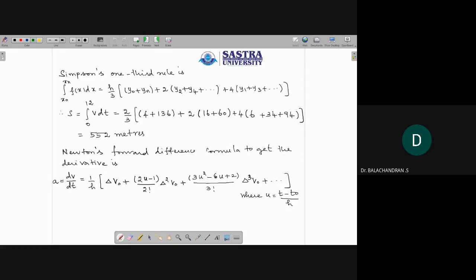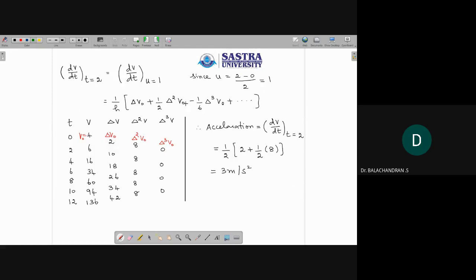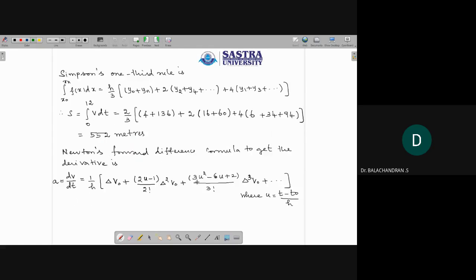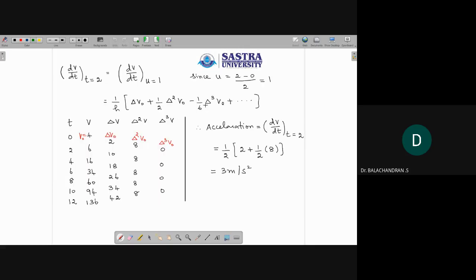So 1 by h, delta v naught. With u equal to 1, 2 minus 1 is 1, so 1 by 2 delta square v naught. And then here u equal to 1, so 3 minus 6 plus 2. So 3 plus 2, 5, 5 minus 6, that is minus 1, by 3 factorial. So minus 1 by 6 delta cube v naught.